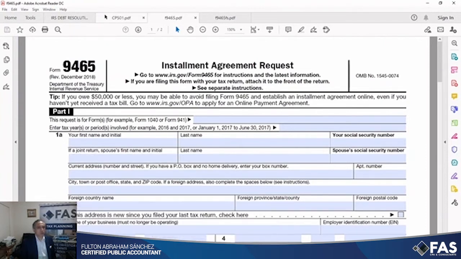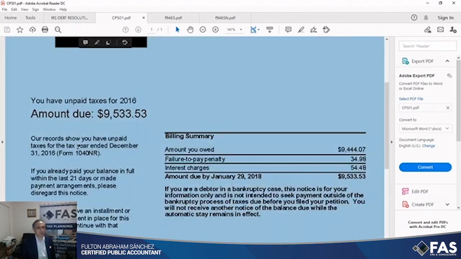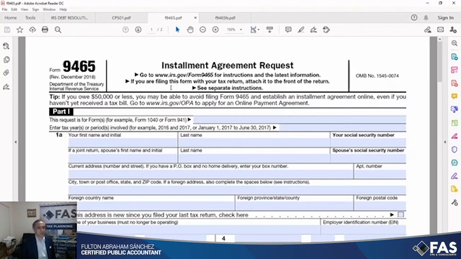So if we are going to use Form 9465, this is from Form 1040. The IRS is going to tell you on the letter, Form 1040. So we're going to use that to fill in the form. Part number 1, this request is for line number 1. On the first line, we are going to put 1040. It is even written here, 1040. 1040 is the tax form that is used for an individual tax return.